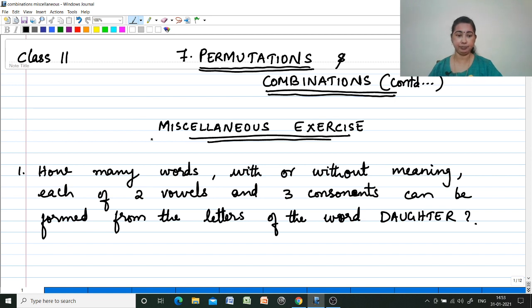Question number 1. How many words, with or without meaning, each of 2 vowels and 3 consonants, can be formed from the letters of the word DAUGHTER? In total there are 8 letters in this word, and we can see that there are 3 vowels and 5 consonants. But we have to select only 2 vowels and 3 consonants. We can select 2 vowels and 3 consonants from the 3 vowels and 5 consonants.